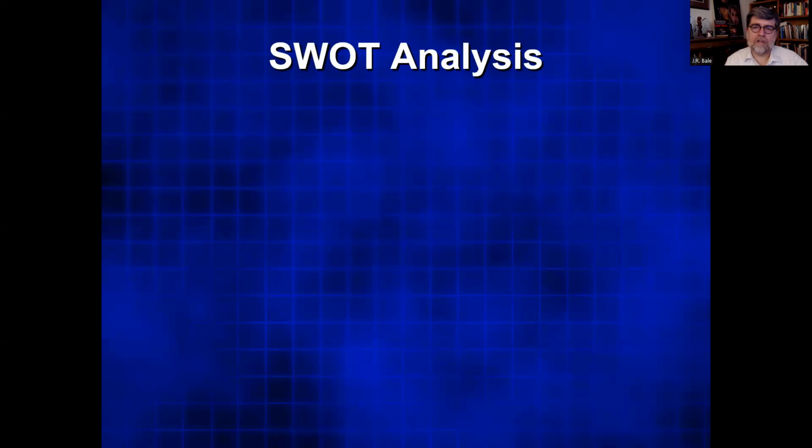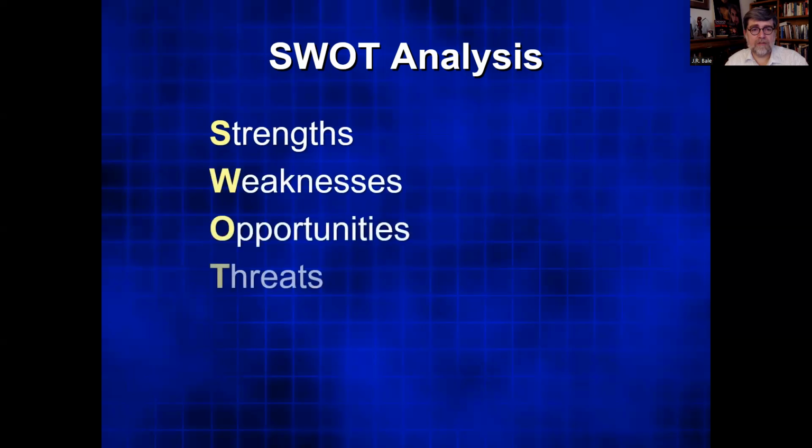I'm going to finish up with talking a little bit about something called a SWOT analysis. We need to take a look at a lot of things within our companies, within our product lines, and how they relate to the environment. And we can do a SWOT analysis, and SWOT stands for strengths, weaknesses, opportunities, and threats. Strengths and weaknesses tend to be internal to the company, to the product, whereas opportunities and threats tend to be external.